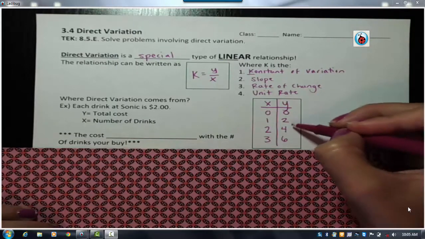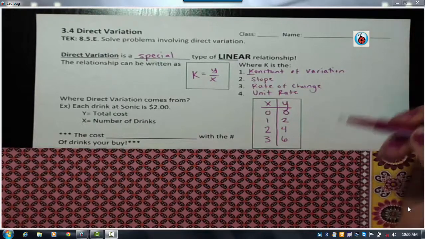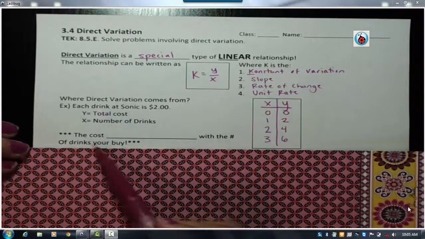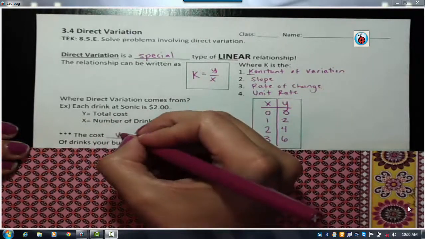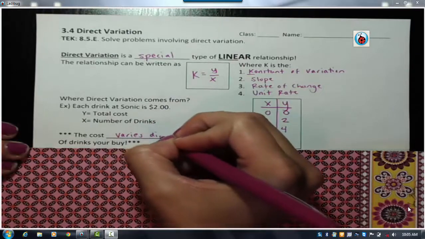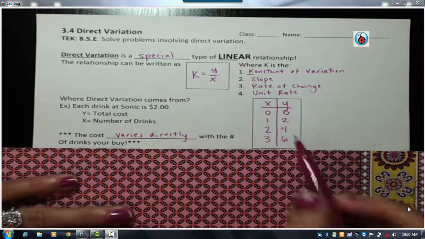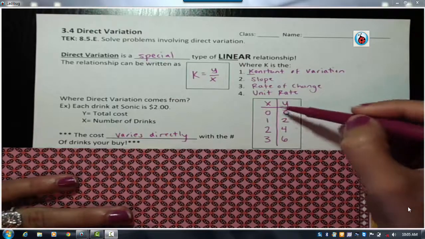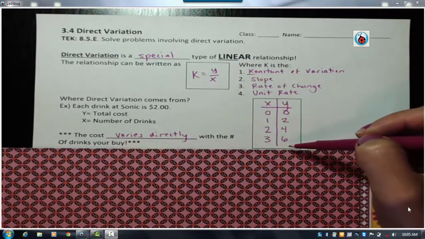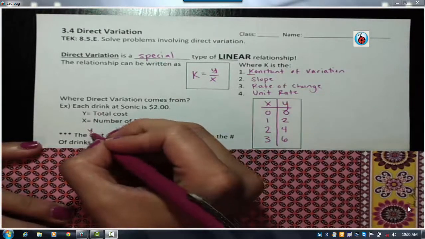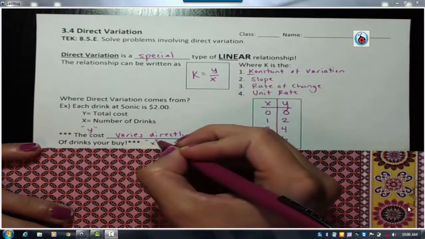Notice that I do have a constant. Each drink that I buy, I'm going to be spending $2 more. So with this being said, direct variation really means that the cost varies directly with the number of drinks that you buy. Depending on the number of drinks I buy is going to determine my cost. That's where we come up with the cost, which is my y value, varies directly with the number of drinks, which is my x value.